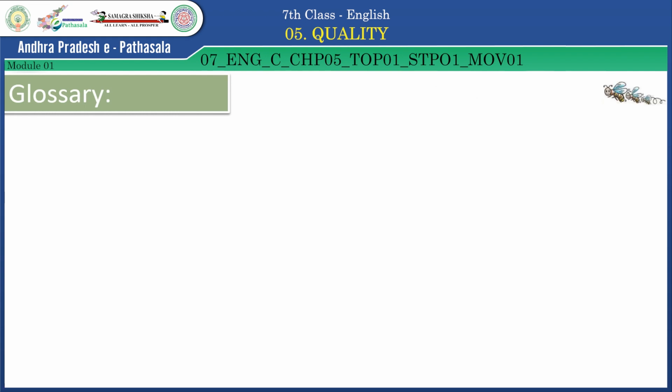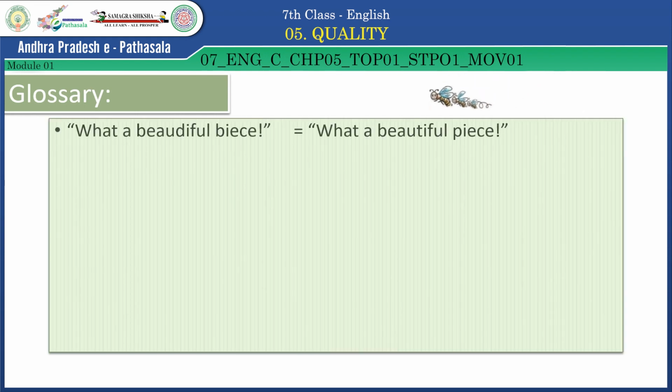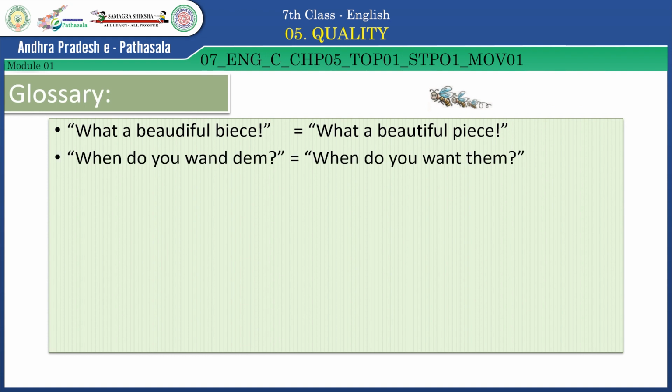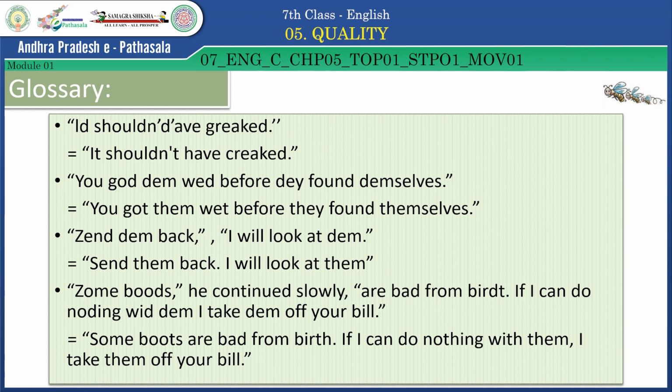"What a beautiful piece" means what a beautiful piece. "When do you want them" means when do you want them. Fortnight means fortnight. Brother means brother. "It shouldn't have creaked" means it shouldn't have creaked. "You got them wet before they found themselves" means you got them wet before they found themselves. "Send them back. I will look at them" means send them back, I will look at them.